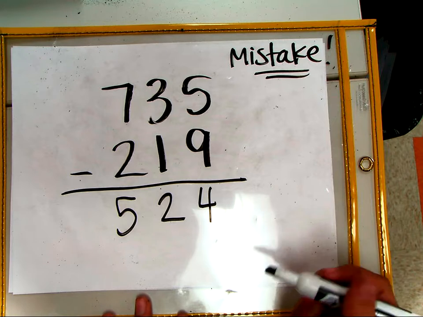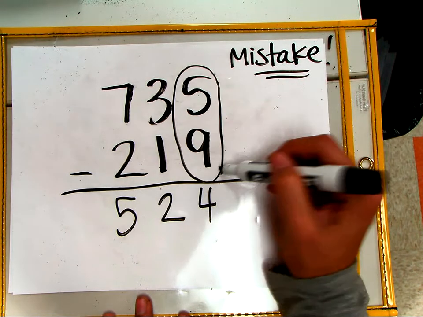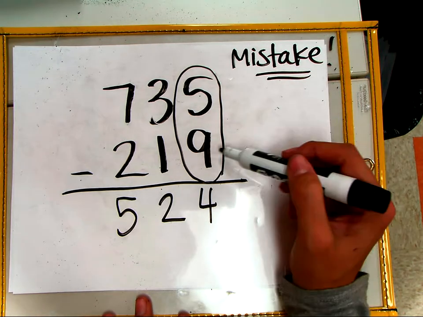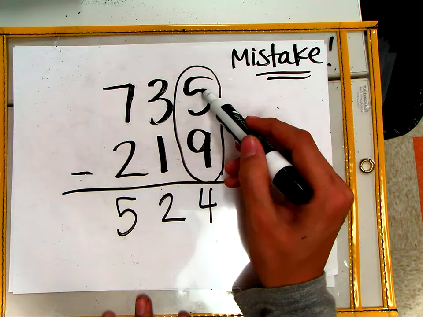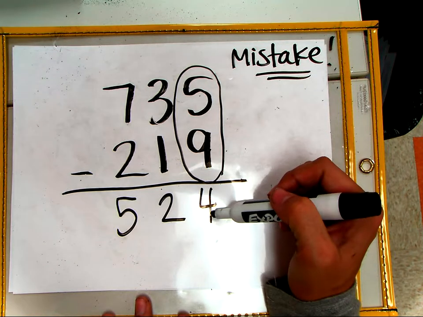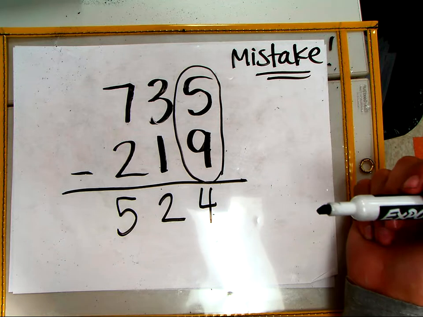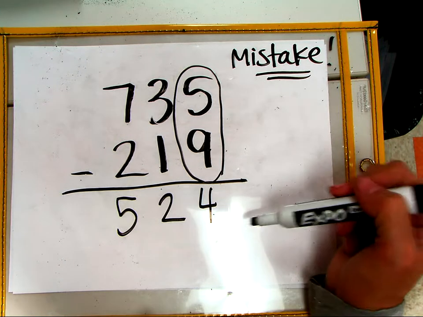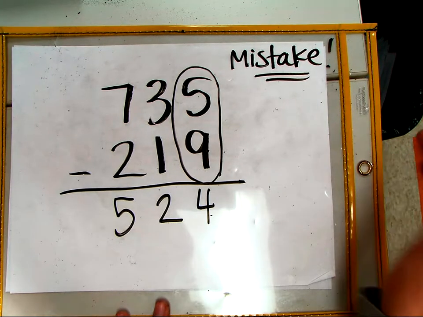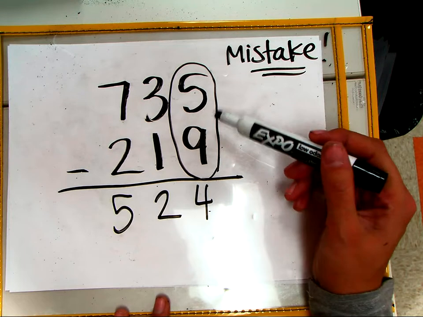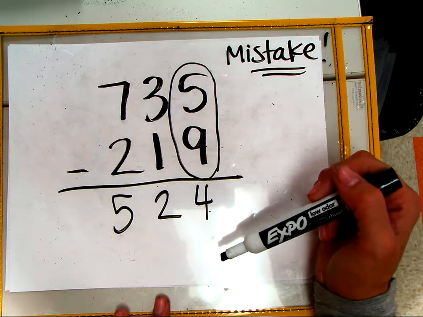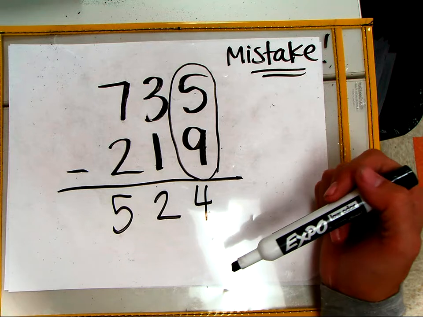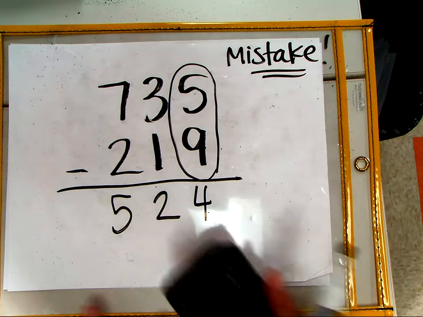The mistake here lies in the ones place. Students are subtracting upside down. They're saying 9 minus 5 and getting 4. This is an extremely common mistake. Even after I've taught this strategy many days, students are still subtracting upside down. If your student is doing that, they either need a lot of extra practice at home, or I would suggest going back and using the open number line.